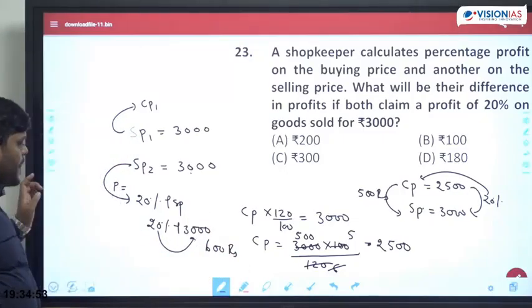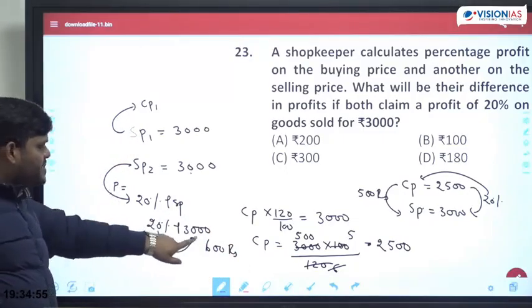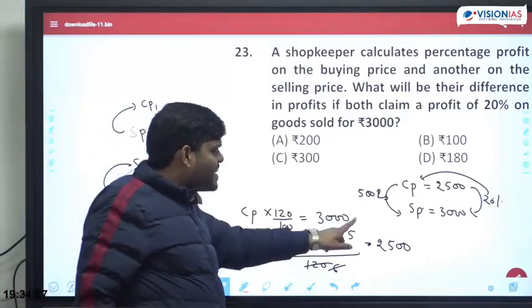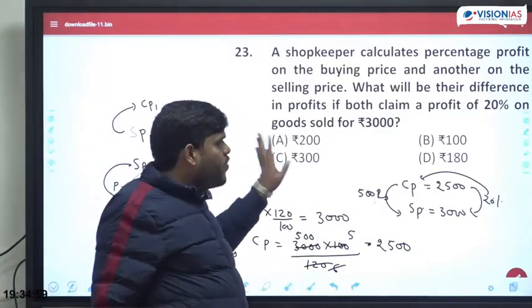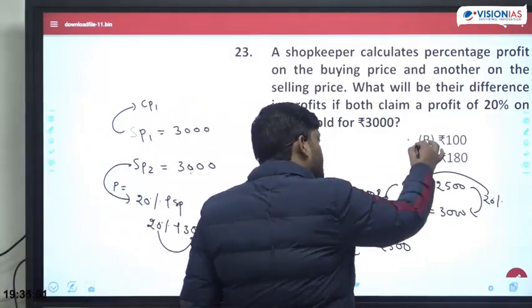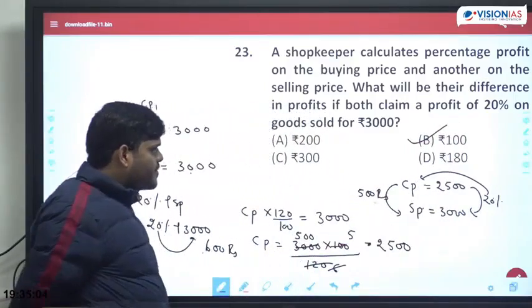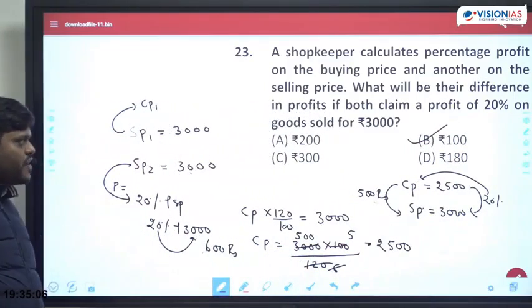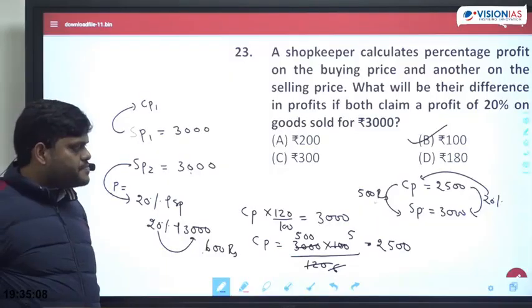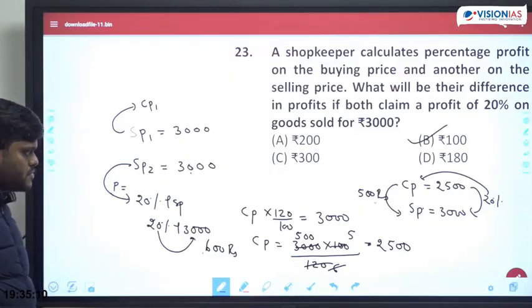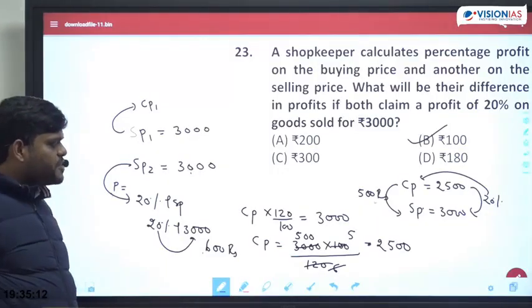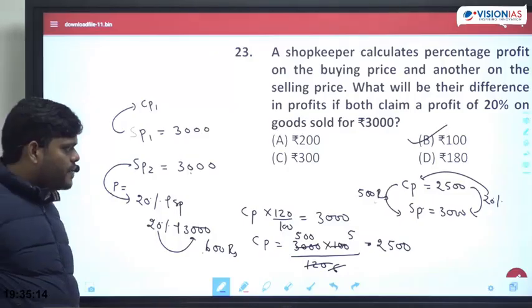That means in one case profit is 600 rupees, another case profit is 500 rupees. What is the difference between the two? Difference between the two will be 100 rupees.